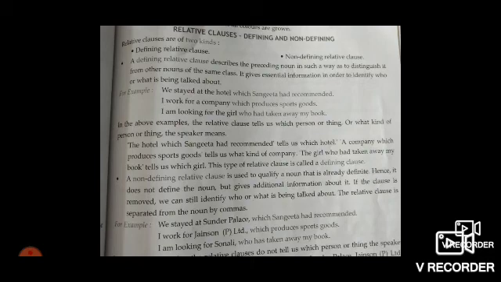So these two types of relative clauses are there. One is defining and the second is non-defining. You can say that defining relative clauses give essential information, and non-defining ones give some extra or more information about the noun.